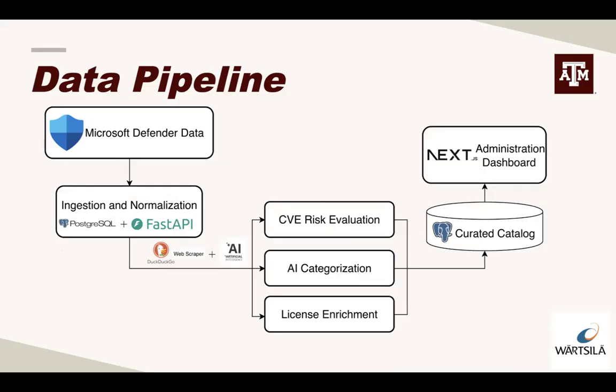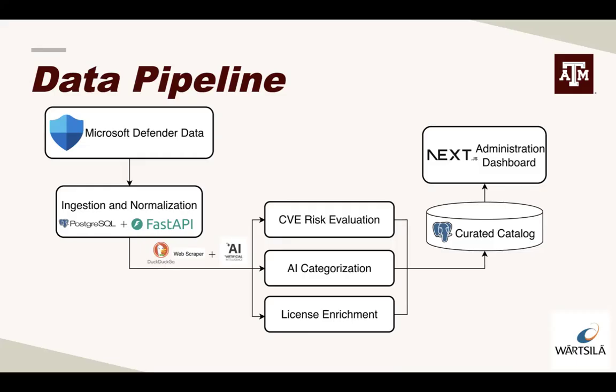Howdy, I'm Joe, and I'm now going to introduce our data pipeline. We start with the Microsoft Defender data here. By using the Fast API, we ingest and normalize thousands of application records so they follow a consistent format. Once the data is cleaned, we run three AI-driven workflows: the CVE risk evaluation, categorization, and AI-powered license detection. We also use a fine-tuned DuckDuckGo-based web scraper whenever additional information is needed.